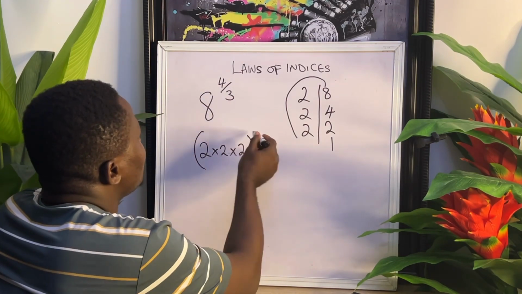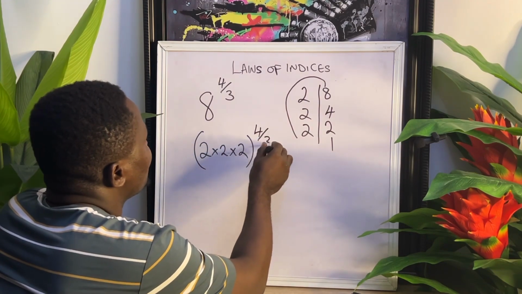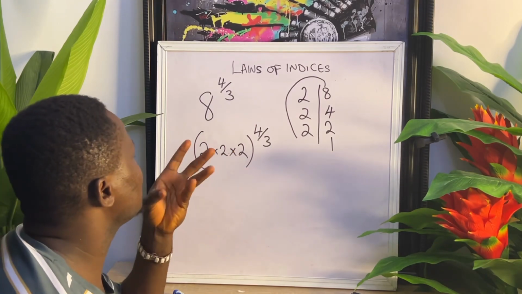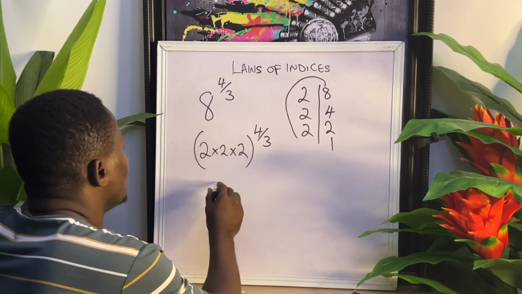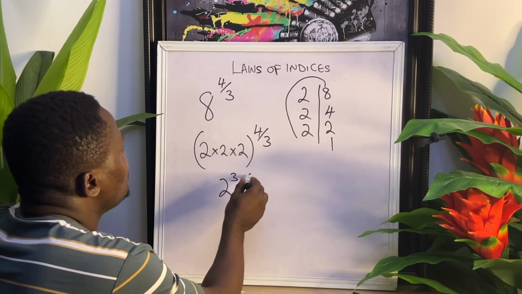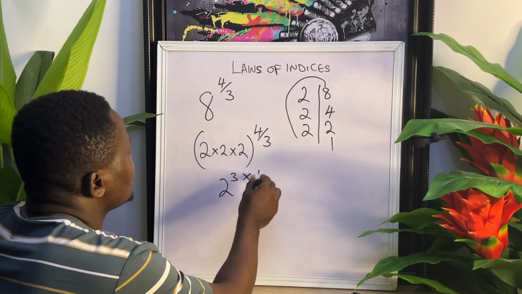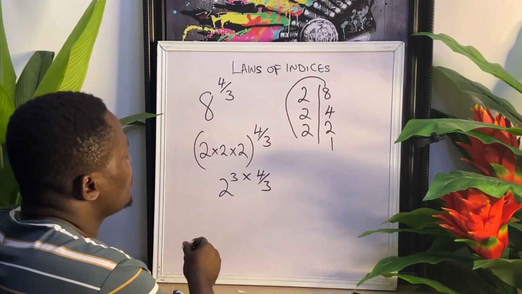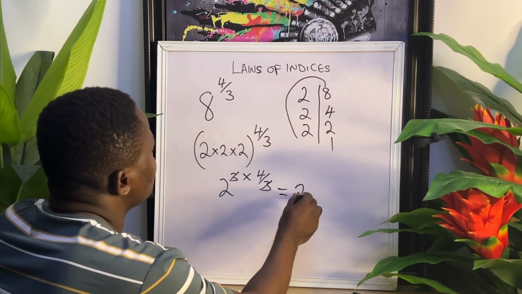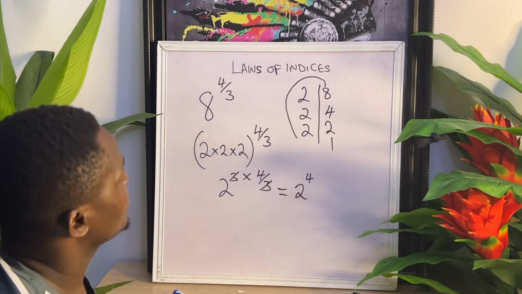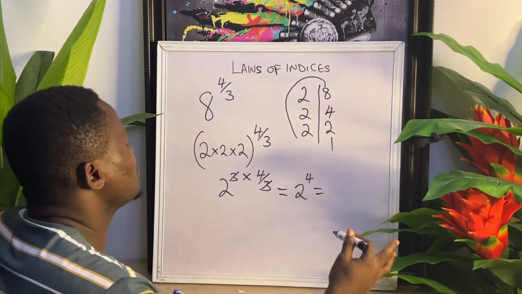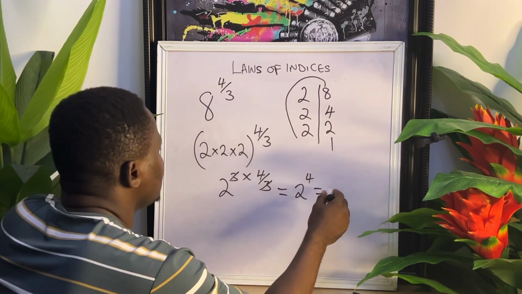And the initial power of the 8 is 4 all over 3. 2 times 2 times 2 is the same thing as 2 raised to power 3. We rewrite it as 2 raised to power 3. We then multiply this power by the power that is outside. At this point, 3 can cancel 3. We have left 2 raised to power 4. And 2 raised to power 4 can still be written as 2 times 2 times 2 times 2. And that is 16.